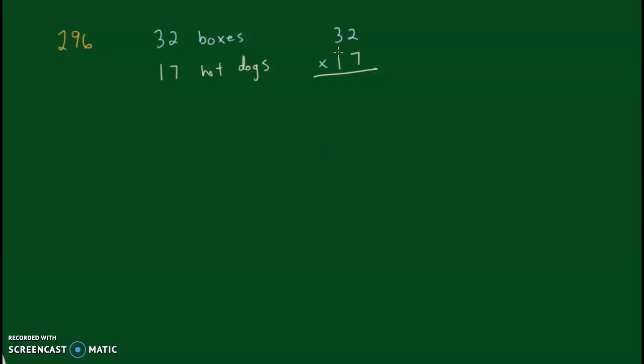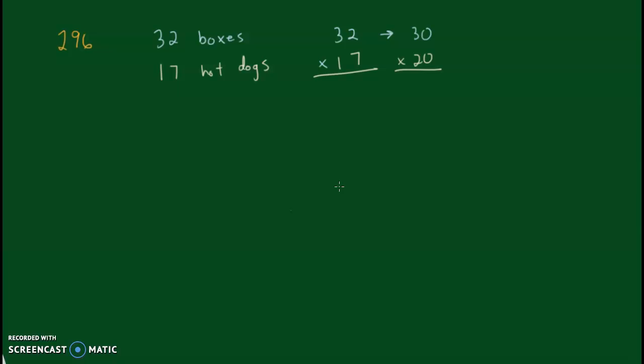Going back, we talked about how we're going to estimate this. And so to do that, we're going to round, and we're going to round each one to the nearest 10, which happens to be a power of 10. So 32 would round to 30. And 17 would round to 20. So we're going to multiply that together. Now, how can we think about that?